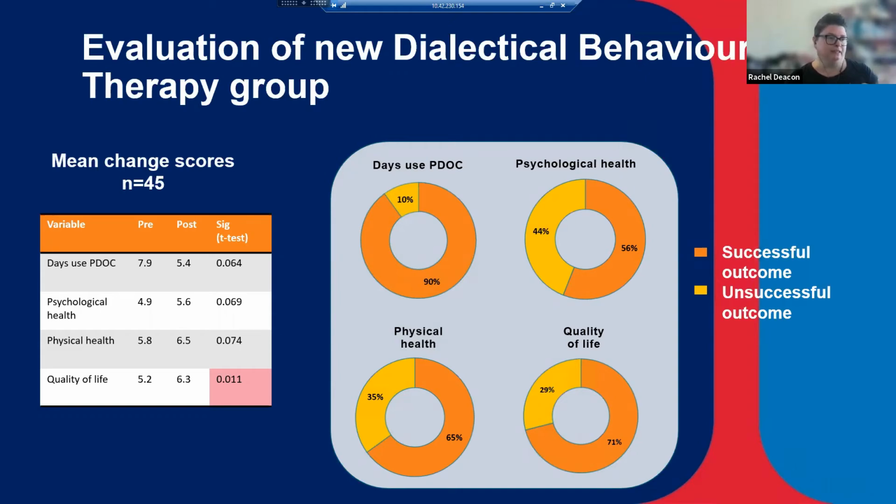So on the right-hand side, using the same data but applying the Koki metric rules, we now have a different way of looking at the data, looking at how many clients had a successful outcome or an unsuccessful outcome on these 4 ATOP items. So in the top left, days use of their principal drug of concern, 90% of clients had a good outcome, a successful outcome. Two thirds for psychological health had a good outcome, and physical health as well. And quality of life, nearly three quarters of clients had a successful outcome.